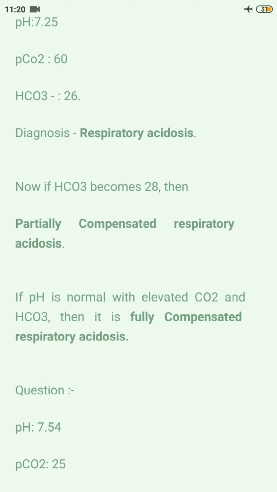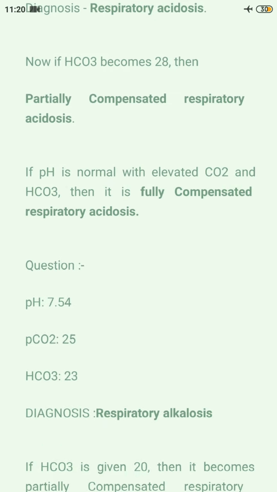But when the pH becomes normal and PCO2 is 60 and we are seeing that HCO3 becomes 30 or it is on the elevation side, that means that it is fully compensated respiratory acidosis. So whenever HCO3 becomes high, we can say that the body has started compensating. So we can say it as partially compensated. But pH will become normal when the body has compensated. So then we will say it as fully compensated respiratory acidosis.